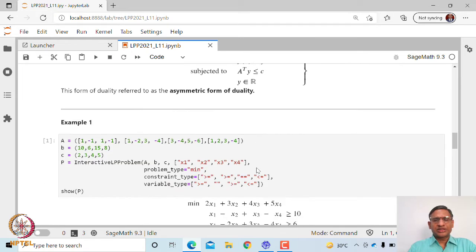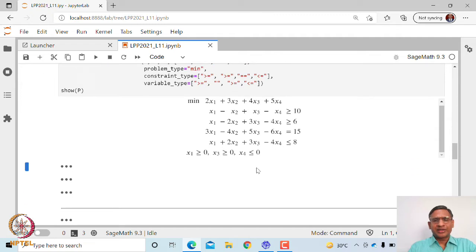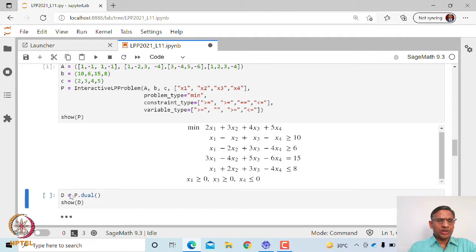So wherever you have less than equal to design variables, you can take negative of that in order to make it positive. When you have an unrestricted variable, you have to write it as a difference of two non-negative variables. Okay. However, SymPy has an inbuilt function to find its dual. So let me make use of that and show you what is its dual.